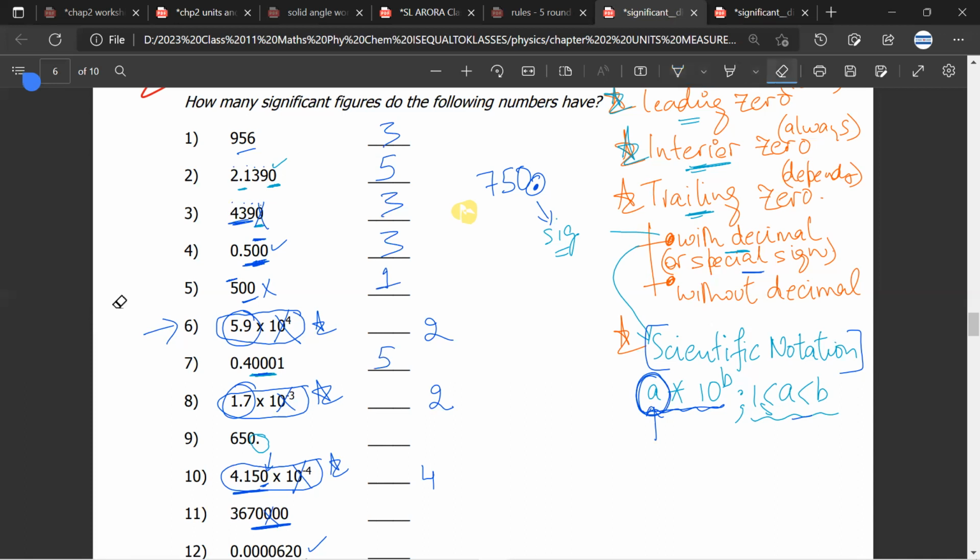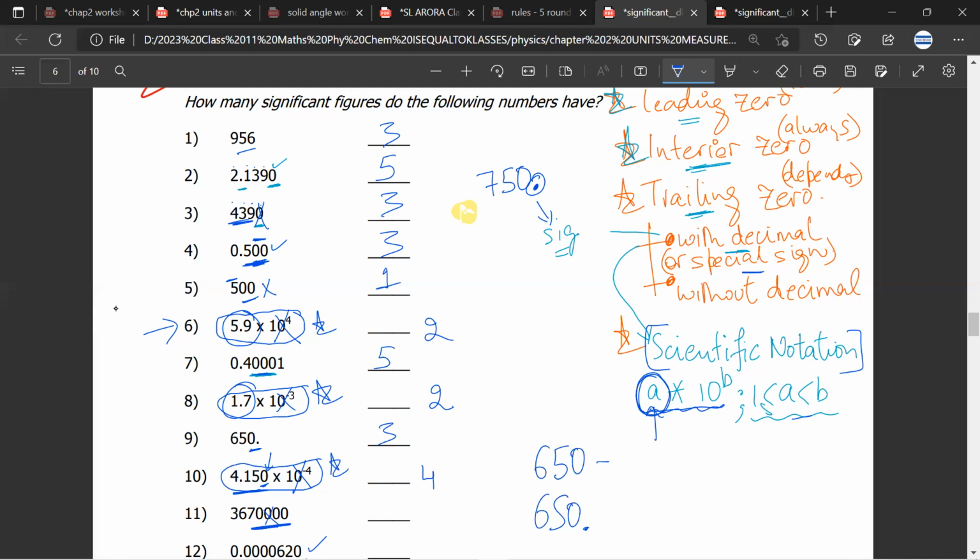This is a special sign which is being used. So what this means is that you'll have to take this 0 as significant. So this would be counted as three significant digits. Are we clear? Now, another thing that you need to understand is the difference between 650 and 650 with the sign.